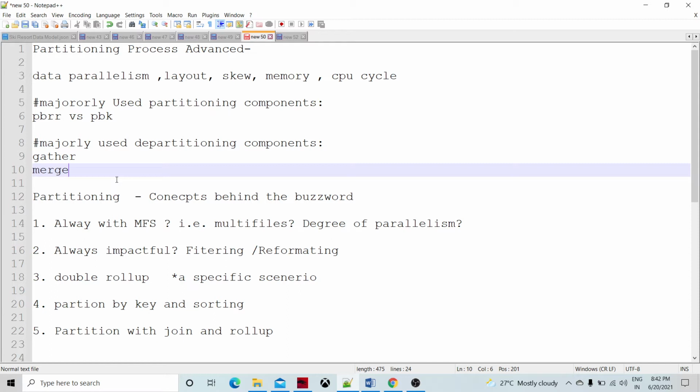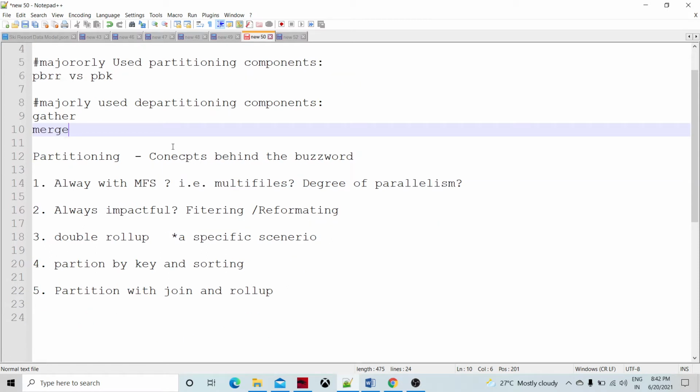So whenever we departition from many ways to a smaller number of ways, we use gather or merge depending upon the requirement. Gather combines the records based on the availability of its input ports. As and when data is available on the input ports, it will process it. It won't wait for a particular key or a particular ordering, so it doesn't respect the order.